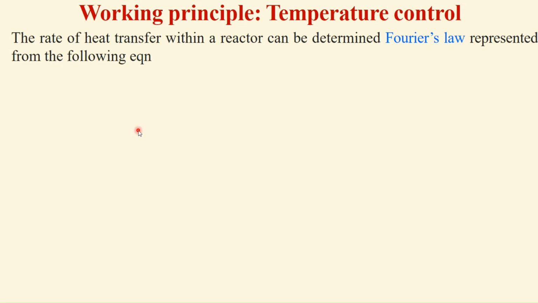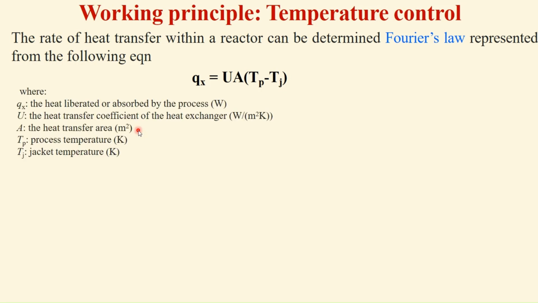The heat transfer within the reactor is determined by Fourier's law, which is represented by the following equation: Qx = UA (Tp − Tj). Qx represents the amount of heat liberated or absorbed during the reaction, which is represented in watts, W.